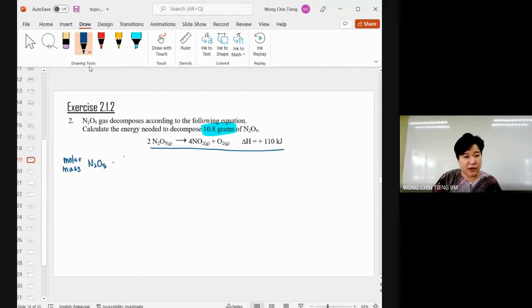Anybody can give me the molar mass of N2O5? Syaidan? Syaidan, Olivia, 1 second. 108. 108. Okay. 108 gram per mole.